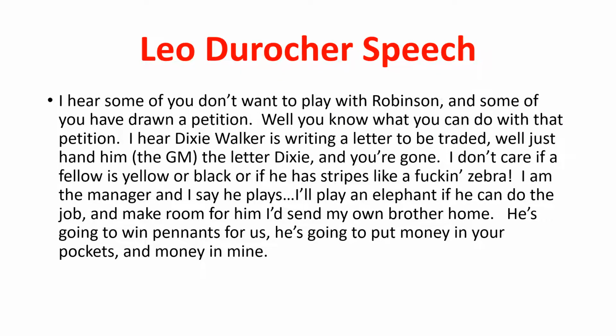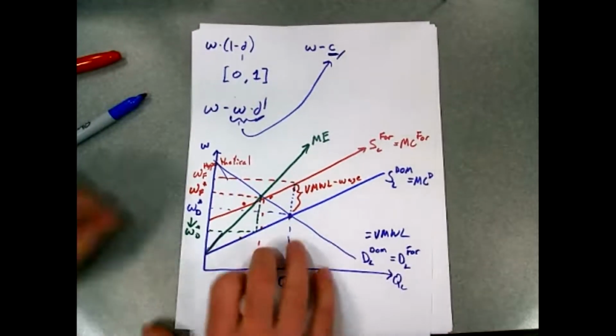I always thought this was a great quote. I won't read the whole thing, but I guess Dixie Walker was one of these players who openly said he's not going to play with Jackie Robinson. If you think about it, if your discrimination is high enough, there is no wage. It's an interesting thought experiment that I'll show you here with one of the markers.